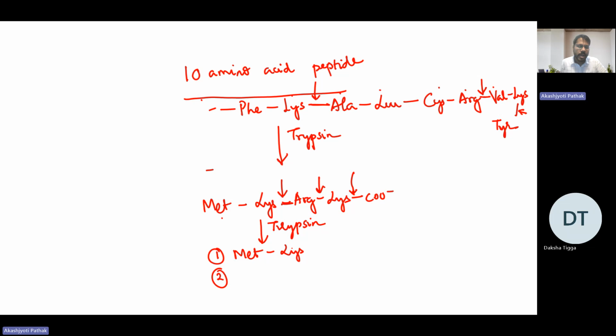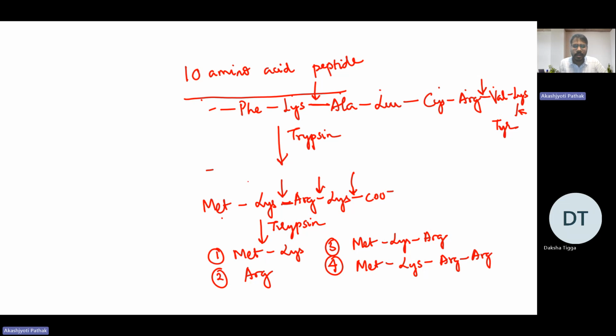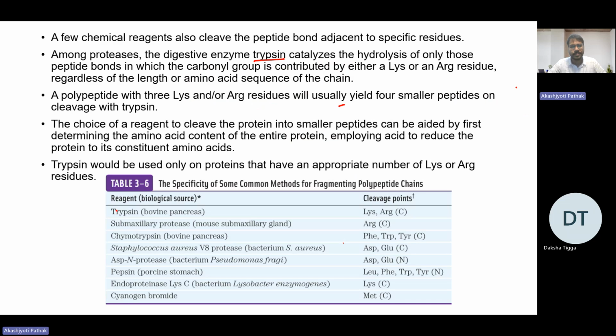Methionine lysine. The second fragment that you get will have a sequence which is only having arginine. Okay, there will be a peptide fragment with the sequence methionine, lysine, arginine. And you will get a peptide sequence which is having all the four amino acid residues: methionine, lysine, arginine, arginine. So basically, when you are treating a four amino acid peptide which is having three lysine arginine residues with trypsin, you will have four different peptide fragments. Okay. So that is what is explained over here.